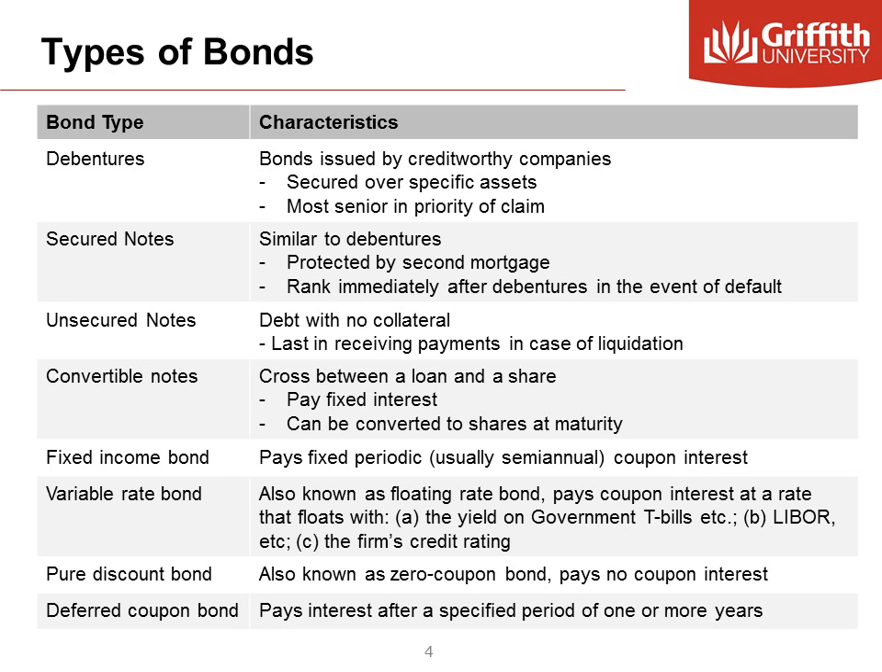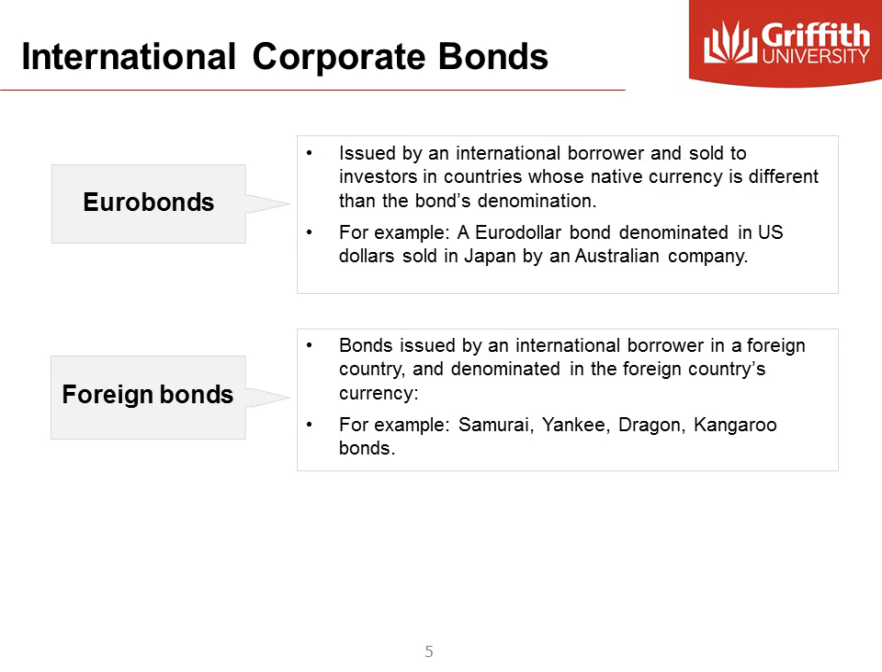A pure discount bond, also known as a zero coupon bond, pays no coupon interest whatsoever, while a deferred coupon bond commences paying interest after a specified deferment period of 1 or several years. International bonds are of two kinds: Eurobonds and foreign bonds. A Eurobond is a bond that is issued by an international borrower and sold to investors in countries other than the country in which they are issued or denominated.